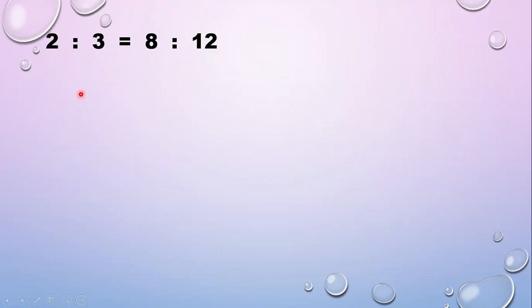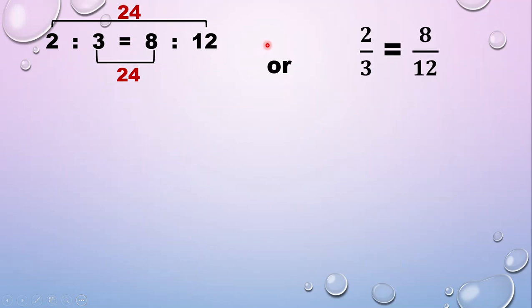Next, 2:3 is equal to 8:12. So find the product of the means. 3 times 8, we have 24. 2 times 12, that is 24. So they are a proportion.